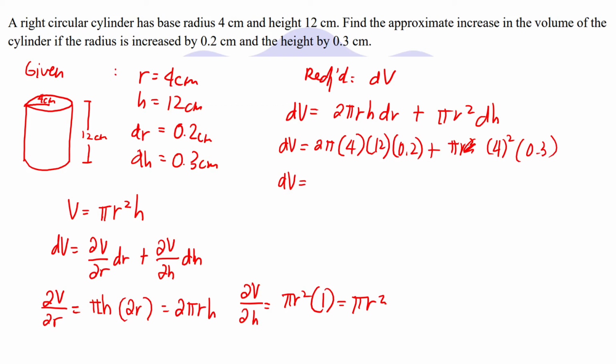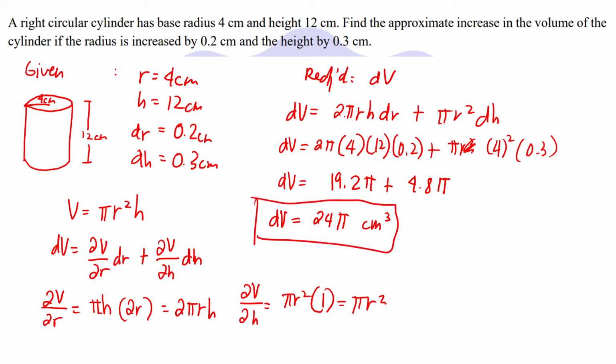So this will be 19.2 pi plus 4.8 pi. So dV is now equal to 24 pi. Then, since it's change in volume, you have to use the unit for volume. So 24 pi cubic centimeters. Okay. So, there. Okay, the approximate change in volume there.